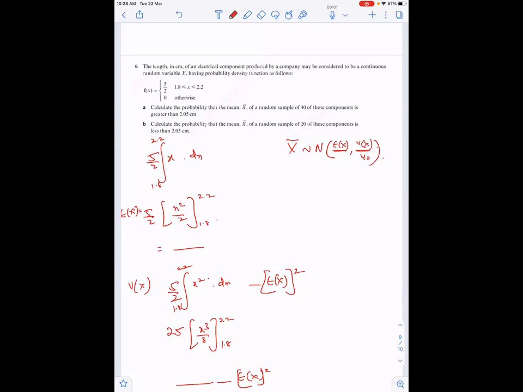First part, you have to calculate the probability that the mean of a random sample of 40 of these components is greater than 2.05. So you have to find this in the first part, and the second part is also going to be somewhat like this only. So now you apply normal distribution. Convert it into z. Probability z is greater than 2.05 minus the mean here upon this answer. Right? And do it the normal way.